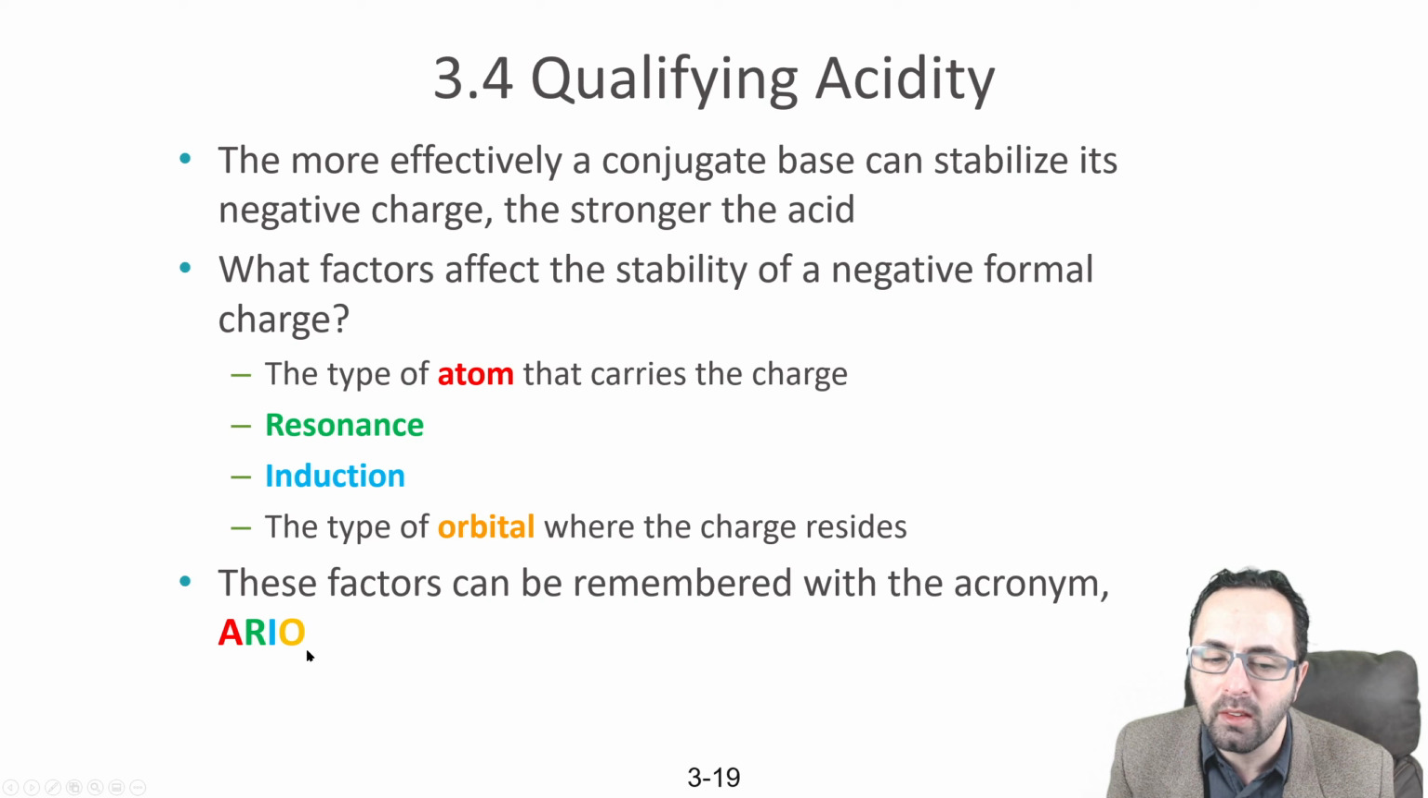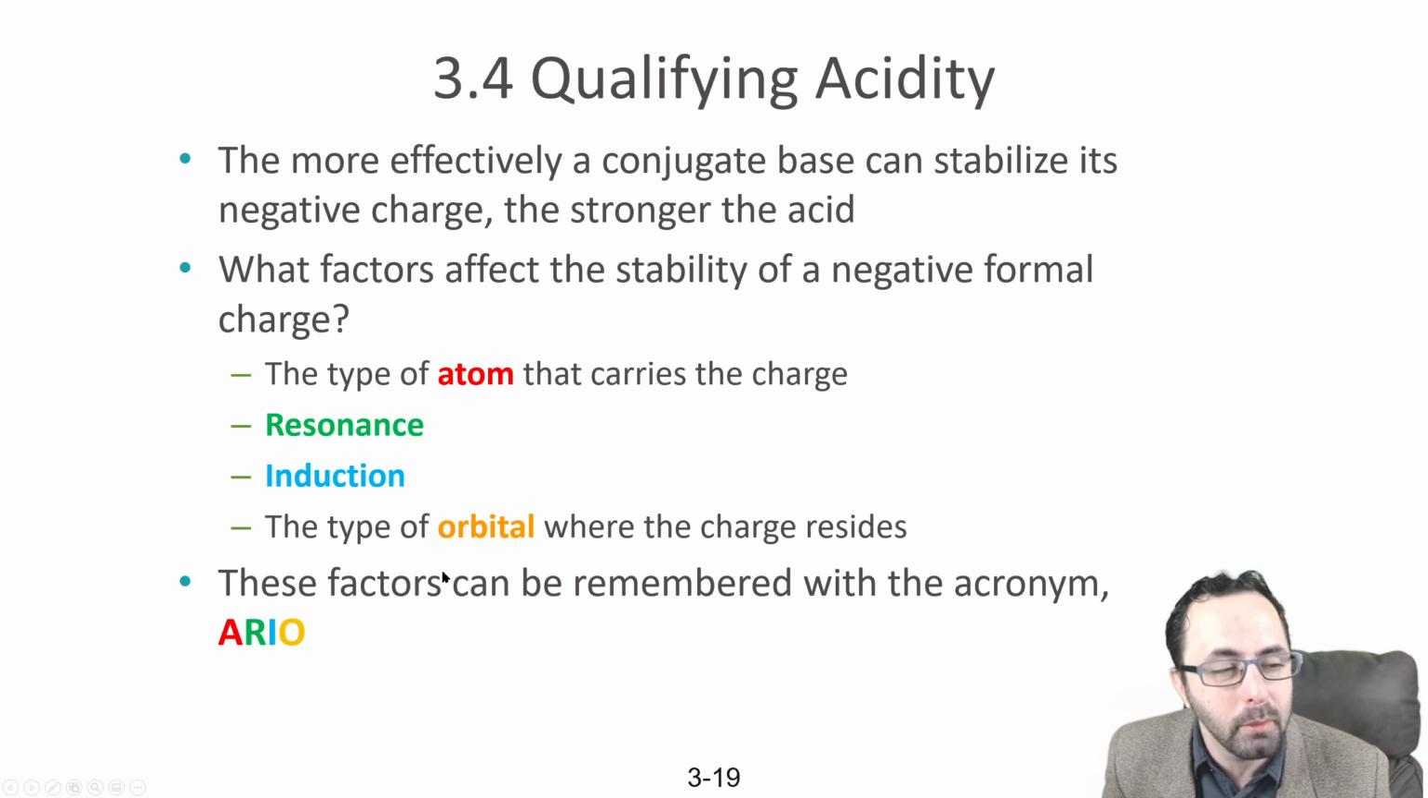And you can remember this, and this is approximately the order of their importance, although there are many exceptions, some of which we'll discuss. This is also the order of the relative importance. Atom is usually the most important, and how electronegative it is or how large it is, then resonance, then induction, then orbital. And you can remember this with the acronym ARIO: atom, resonance, induction, orbital.